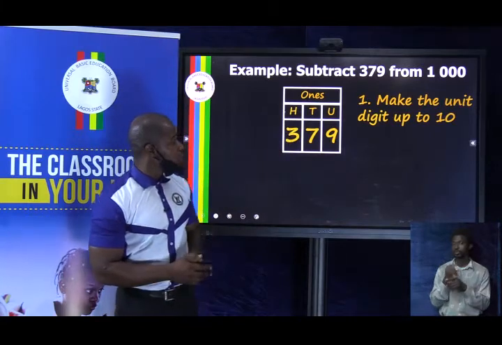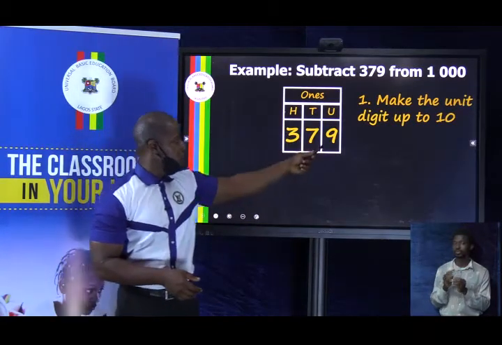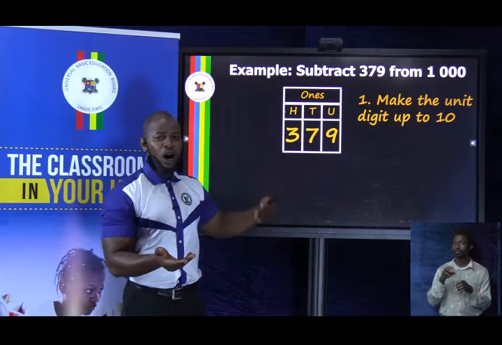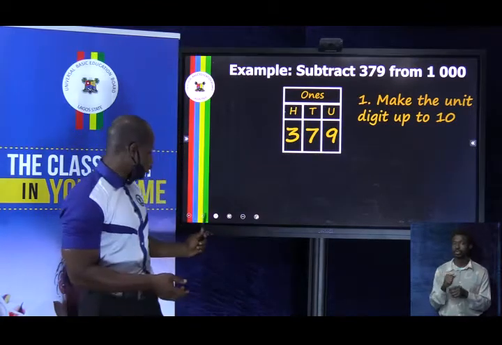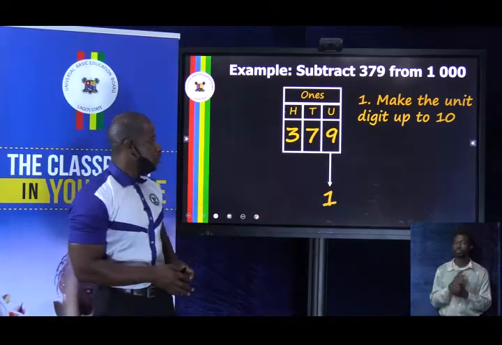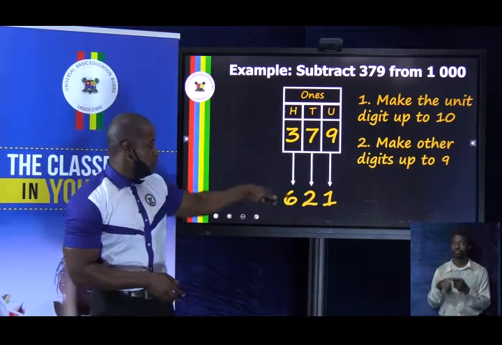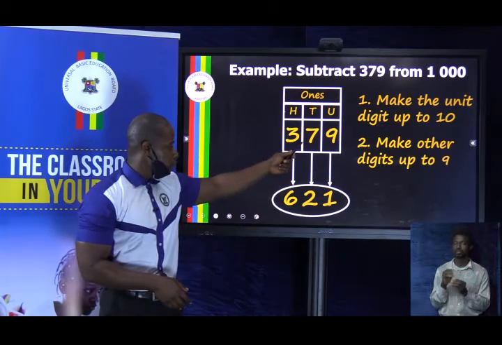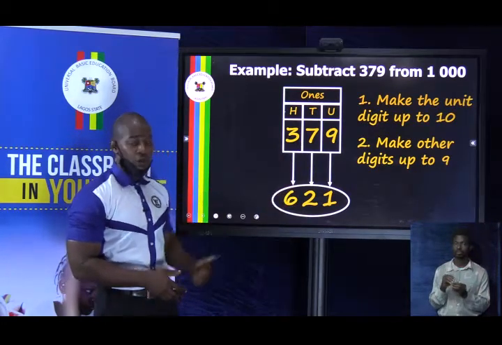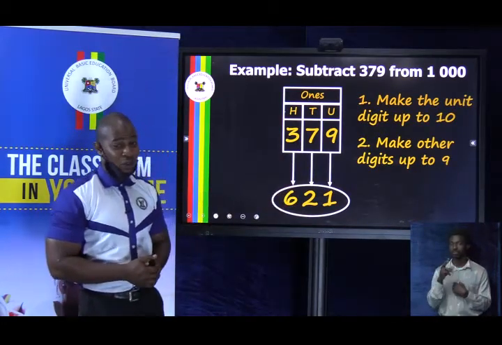You have to make the unit digit up to 10. So in the unit place you have 9. What do you add to 9 to get 10? It's just 1. So you make it up to 10, that's 1. Then the remaining digits, you make them up to 9. All these other digits, you make them up to 9. 7 plus 2 will give you 9. 3 plus 6 will give you 9. And you have 621. That's your final answer.